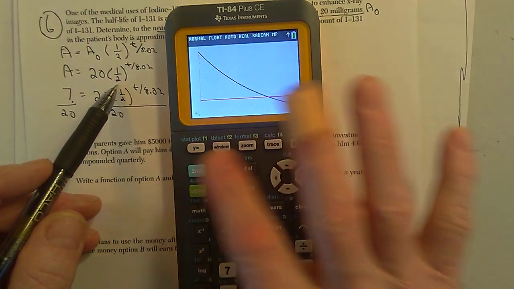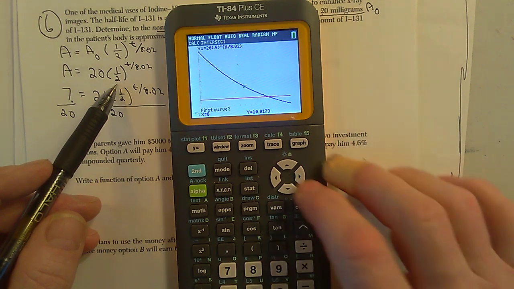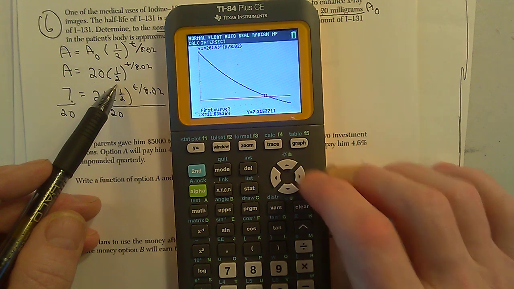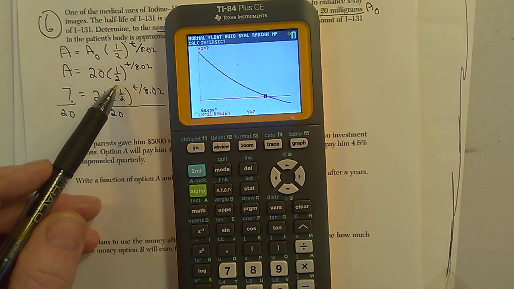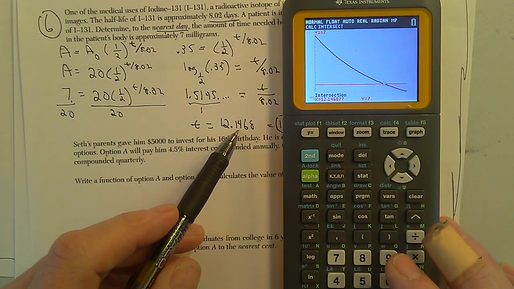Okay. Second calc. Intersect. Get the crosshairs close. Hit enter 3 times. 12.146877. There it is, right there. Cool.